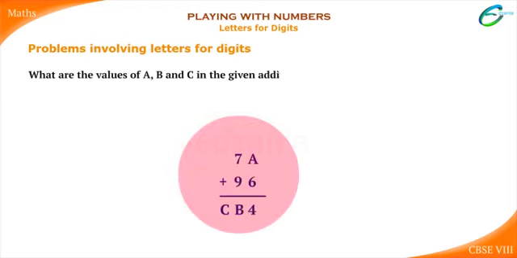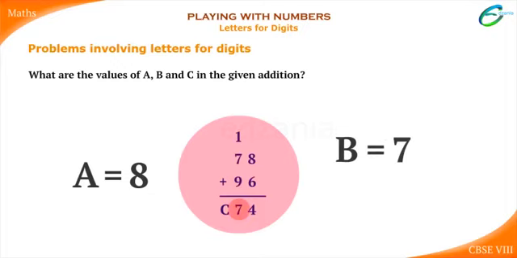In the given addition, we have to find the values of A, B, and C. Looking at the ones column, it is clear that adding A and 6 gives a number that has the digit 4 in the ones place. There exists only one number that meets this condition, and the number is 8. Adding the digits at the tens place gives a result of 17, which means B is 7 and C is 1. Therefore, the puzzle is solved.